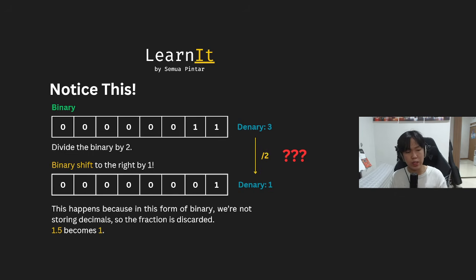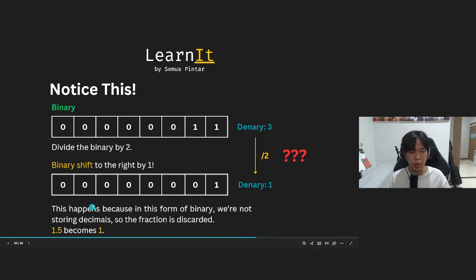That's why the denary is simply 1. It's pretty much rounded, right? It cannot store any decimals. So 1.5 becomes 1. So you have to be careful as well when using denary, okay? If you try to divide a denary, and then it becomes a decimal, then you have to be careful when converting it to binary, okay? Because it may be different.